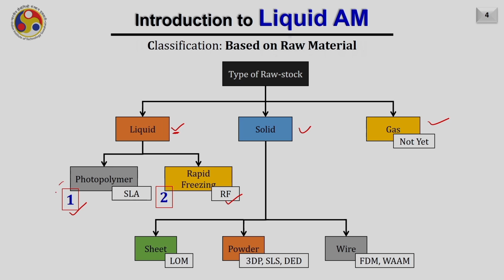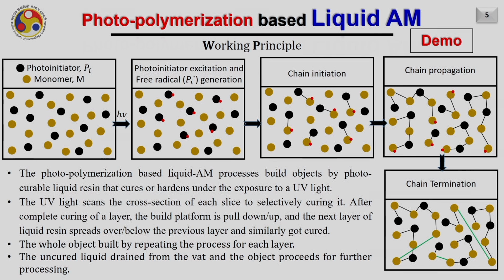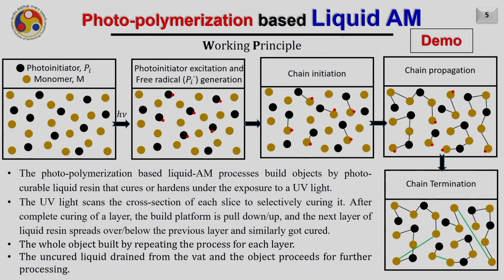Let us first discuss the photopolymerization based processes. The photopolymerization based liquid additive manufacturing processes use UV light. When this UV light falls onto a photocurable resin, it starts hardening. After some time, it forms a solid body and that can be used as a product or prototype. These processes basically build objects from photocurable liquid resin that cures or hardens under exposure to the UV light.